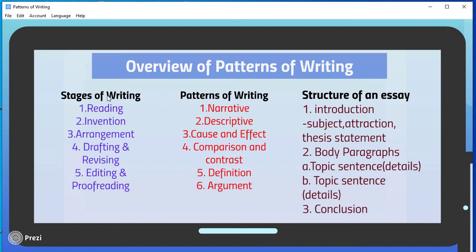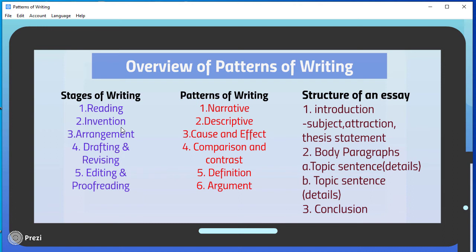So reading can be the first stage of writing, because you need to accumulate the sources, you need to gather the knowledge around the topic. Therefore reading can be the first stage of writing. After that, in the second stage, you do invention. Invention means writing something on that topic.